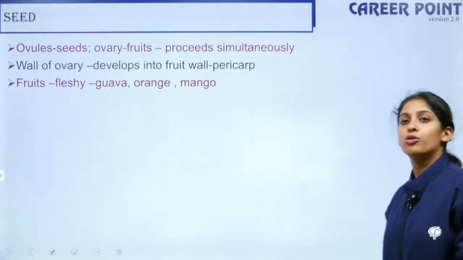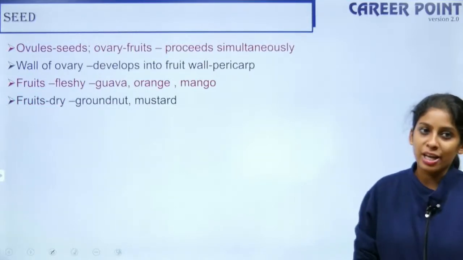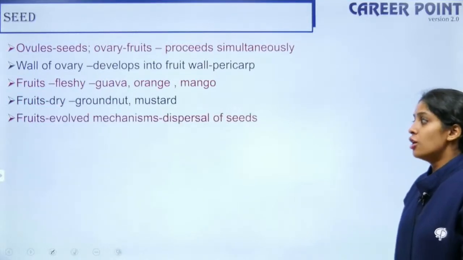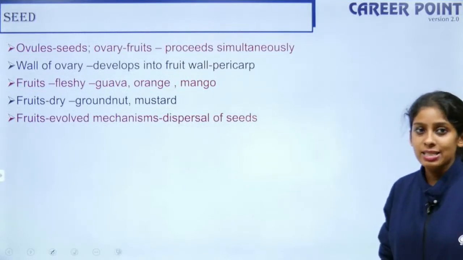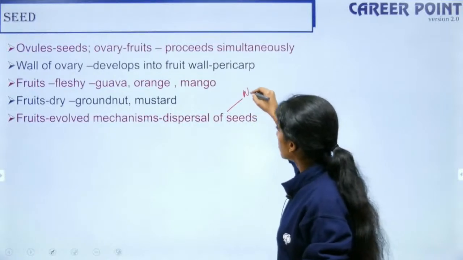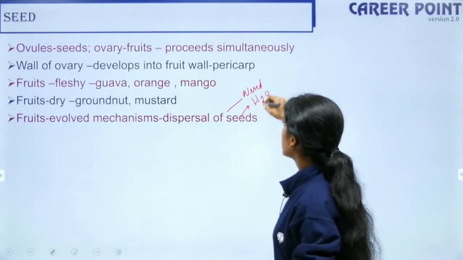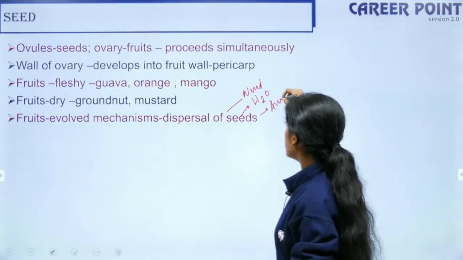So you have fleshy fruits like orange, mango, guava. You also have dry fruits like your groundnut and your mustard. So fruits have evolved mechanisms for the dispersal of seed. This can be through wind, water or animals.